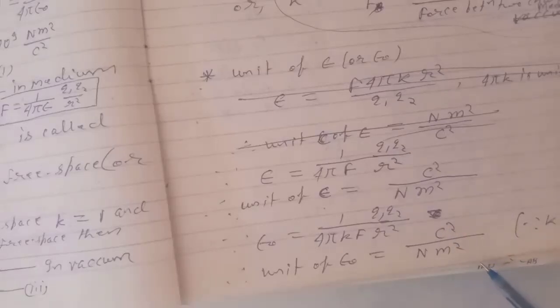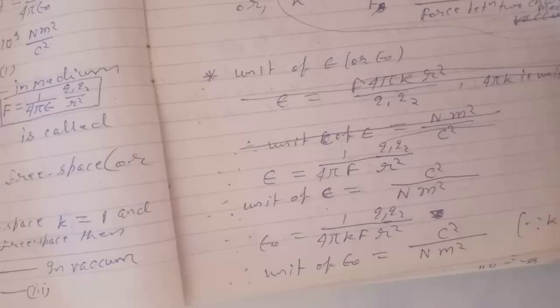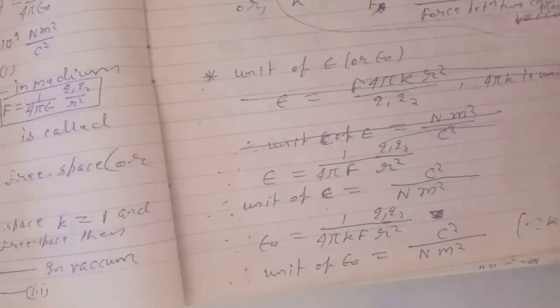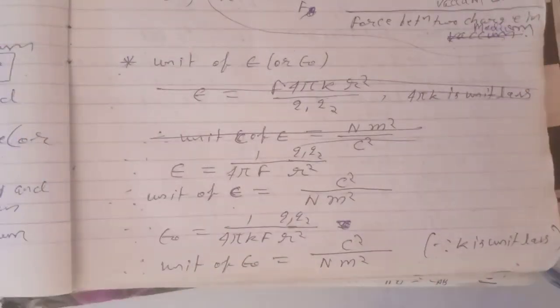Since k is unitless, from here you can also see that k is unitless, because F naught by F, the units of both these forces are the same, so it will be unitless. K is unitless.